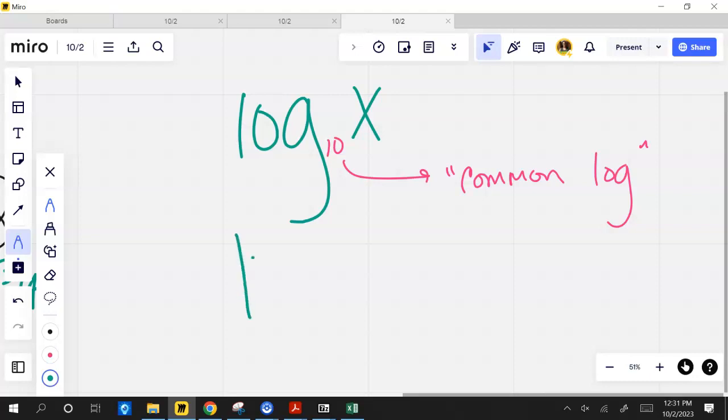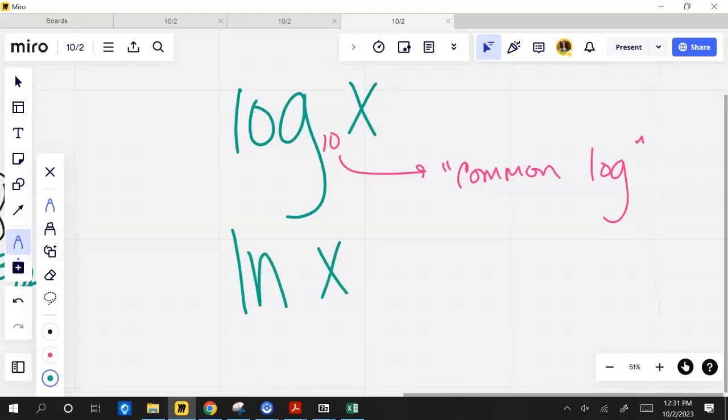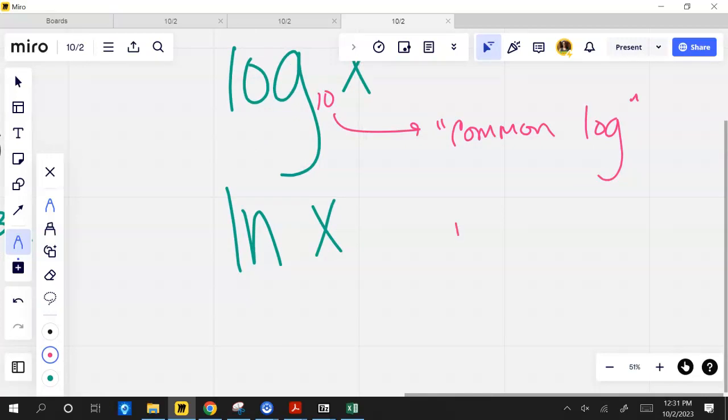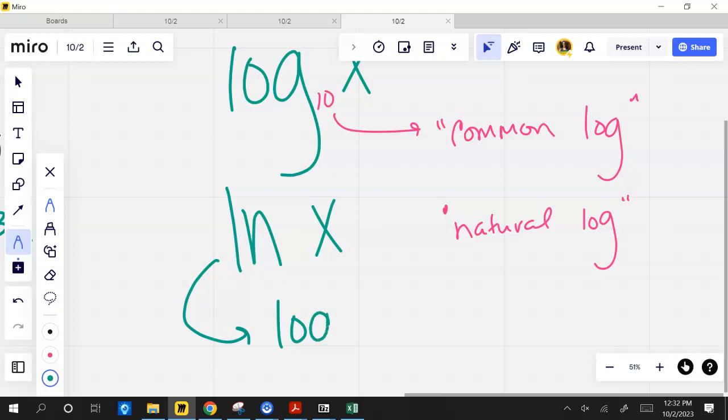How about this one? A natural log. What is a natural log? It's got a log base E, the irrational number E. E is a number, just like pi is a number.